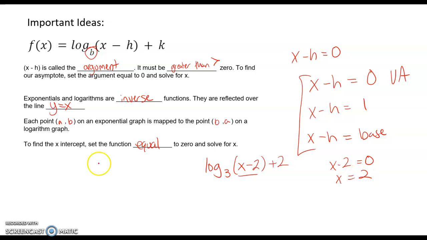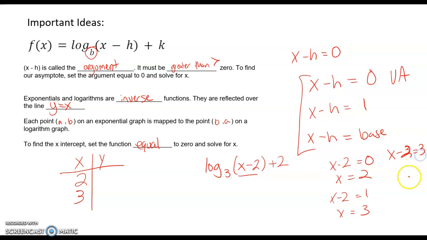So right over here, I'm just going to keep track of what I'm doing. And then I'm going to pick when it's equal to 1, so x minus 2 equals 1. And that is true when x is 3. So I'm going to pick 3. And then I'm going to pick the base, which is 3. So when is x minus 2 equal to 3? Well, that is when x is 5. And I'll show you why that works here in a second.